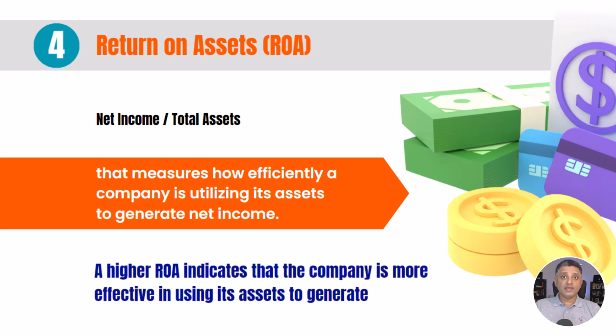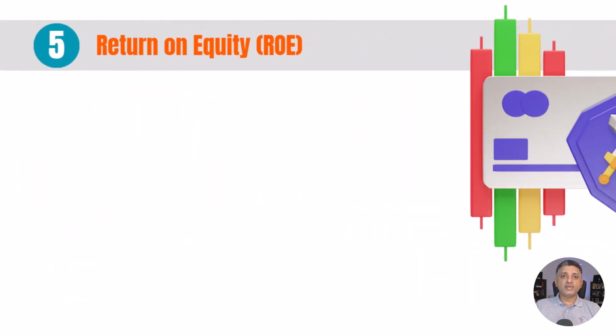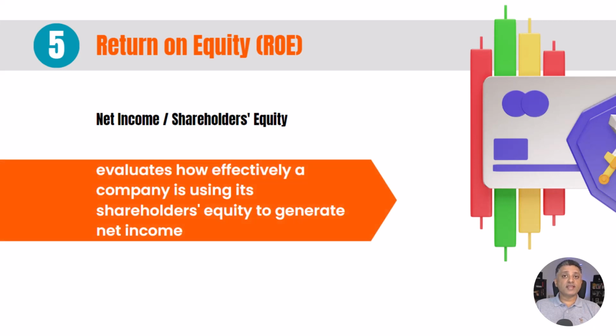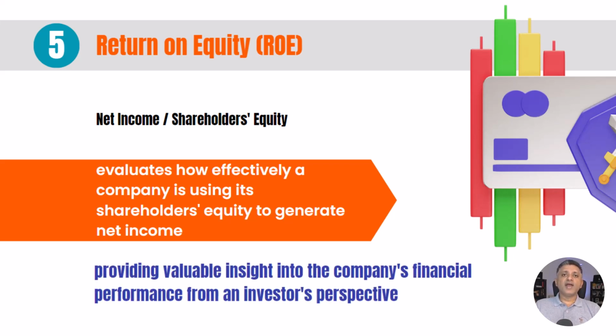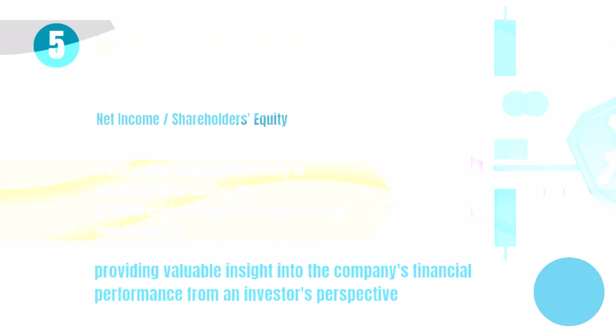And E. Return on equity. Return on equity is another important profitability ratio that evaluates how effectively a company is using its shareholders' equity to generate net income. It reveals the return on investment for the company's shareholders, providing valuable insights into the company's financial performance from an investor's perspective. A higher ROE suggests that the company is more successful in generating returns to its shareholders.